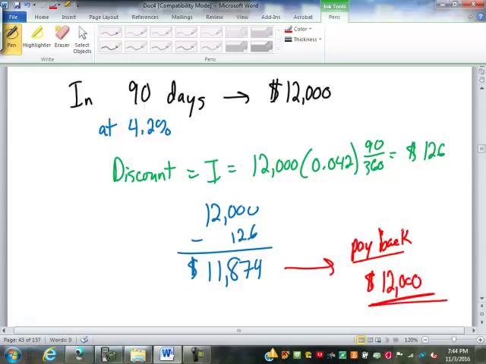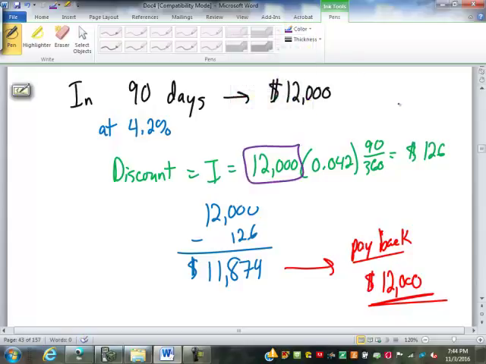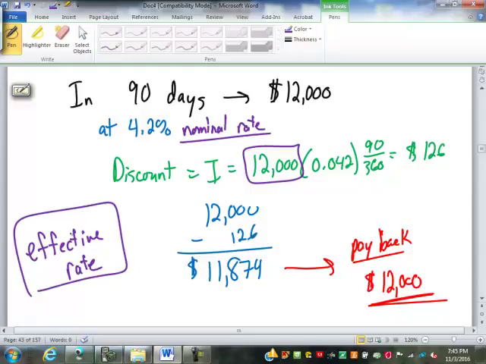Now, one thing you'll notice here, they charged me interest on the full $12,000. They didn't give me the full $12,000, did they? So the interest rate of 4.2% is what's called a nominal rate. It's what's named on the note. But there is a somewhat larger effective rate, because the effective rate is figuring it out on the amount of money they actually give me. Now, we're not going to do that tonight. That's something we're going to look at next week.